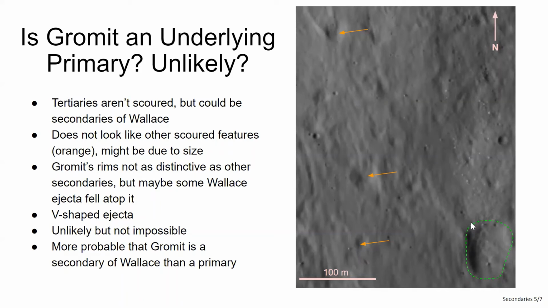Gromit's rims are not as distinctive as other secondaries in the area, but that might be because Gromit occurred earlier in the Wallace impact process than other things, and so other ejecta came down on top of it. It does have this V-shaped ejecta that you can see here, and to our knowledge, a scouring process cannot produce V-shaped ejecta. It might just be that this V-shaped ejecta is scoured and it was already there before, but that would make this have to be a very elliptical impact. So it's unlikely, but not impossible. It is more probable that Gromit is a secondary of Wallace than an unrelated primary.